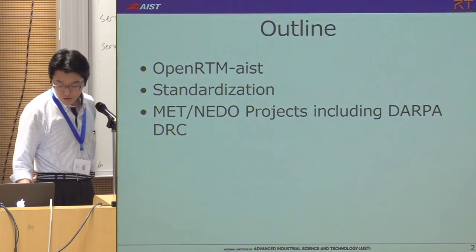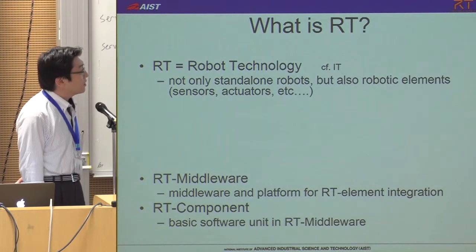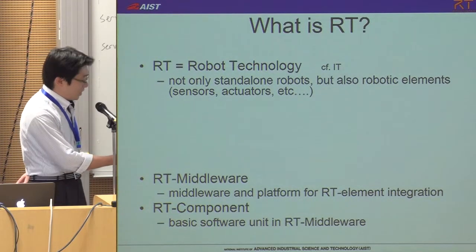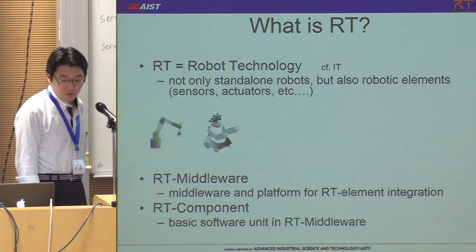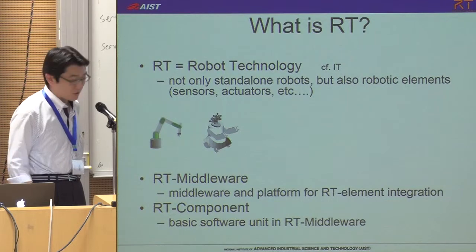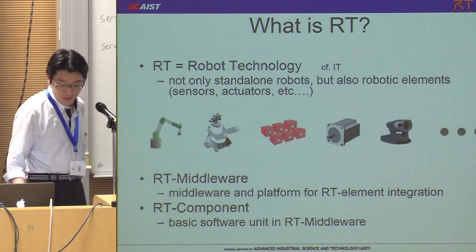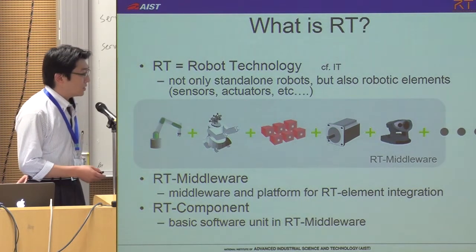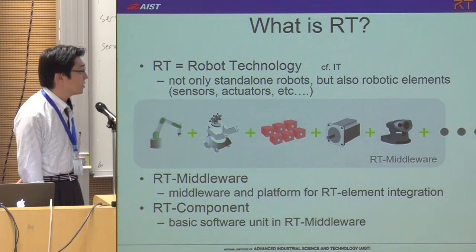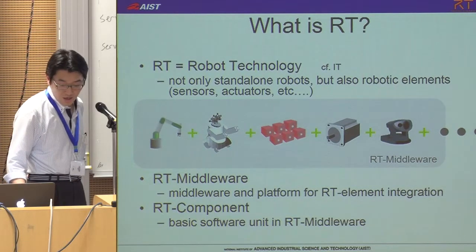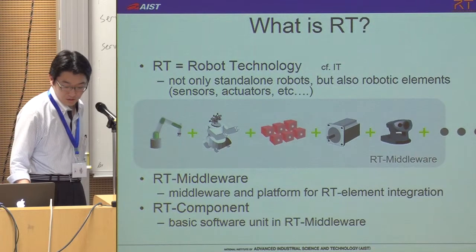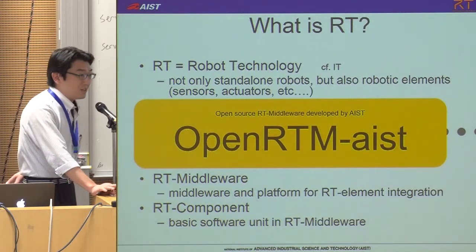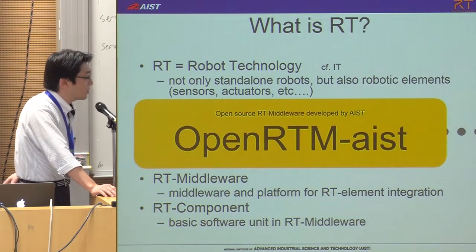So this is the outline of my talk. RT middleware is robot middleware. Now in Japan, we call robot technology RT. RT means not only standard robots, but also robotic elements, sensors, actuators, and so on. RT middleware is a software platform to integrate these robotic elements. And each software module in RT middleware is called an RT component. And also, we, AIST, have developed OpenRTM-aist as one of the reference implementations.